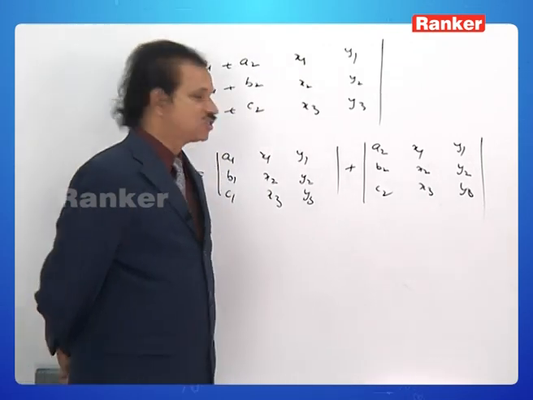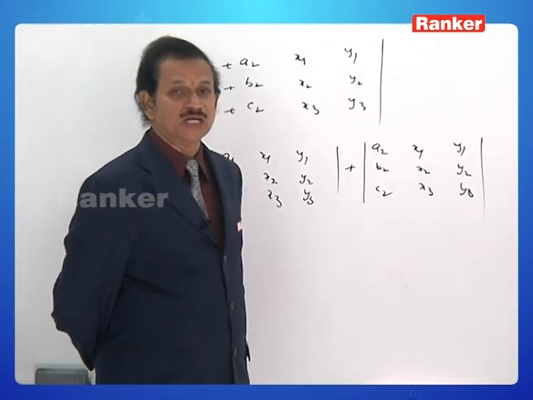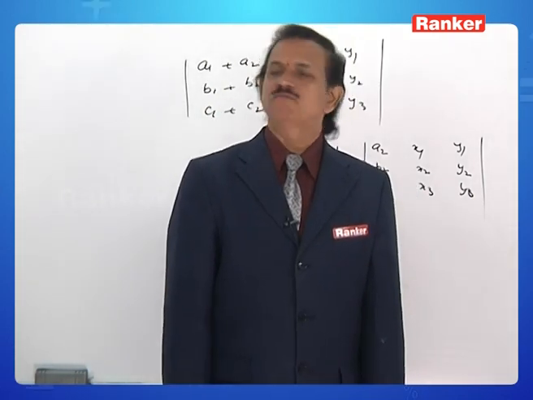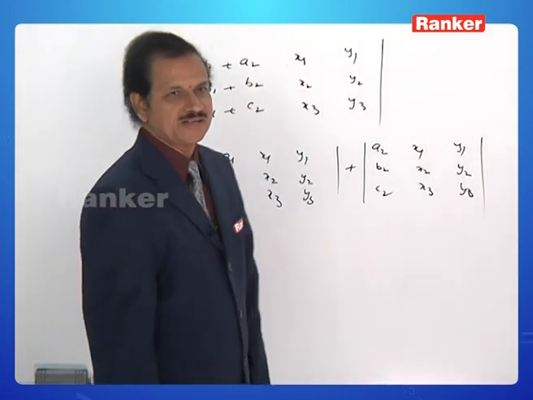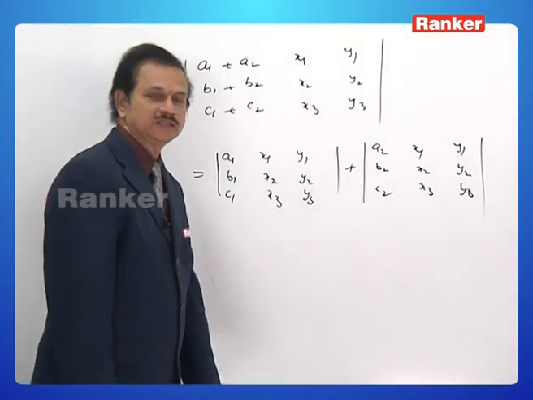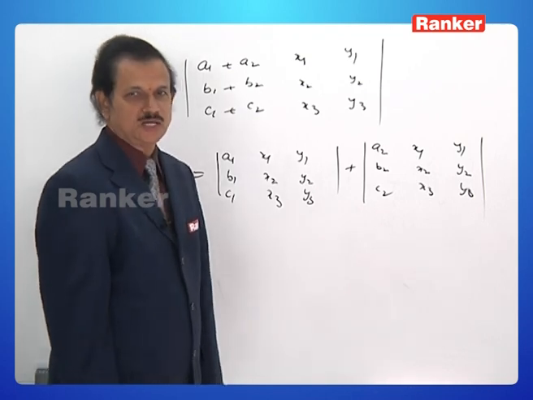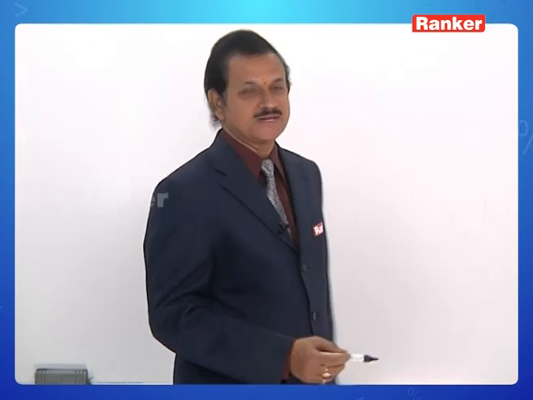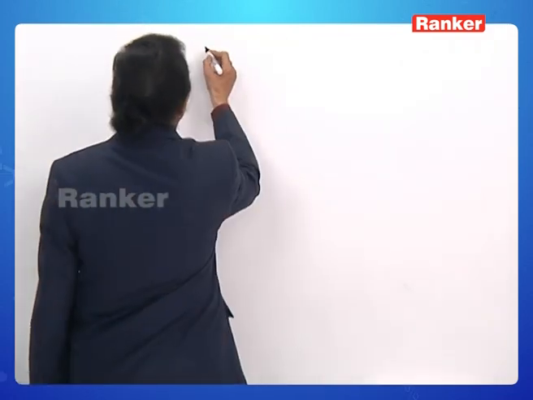Okay, if such thing happens in a first row or second row, then also you can split. And in most of the cases we shall be coming across such determinants. It can be split like this, isn't it? Okay, this is the next property of determinants. You consider the matrix.